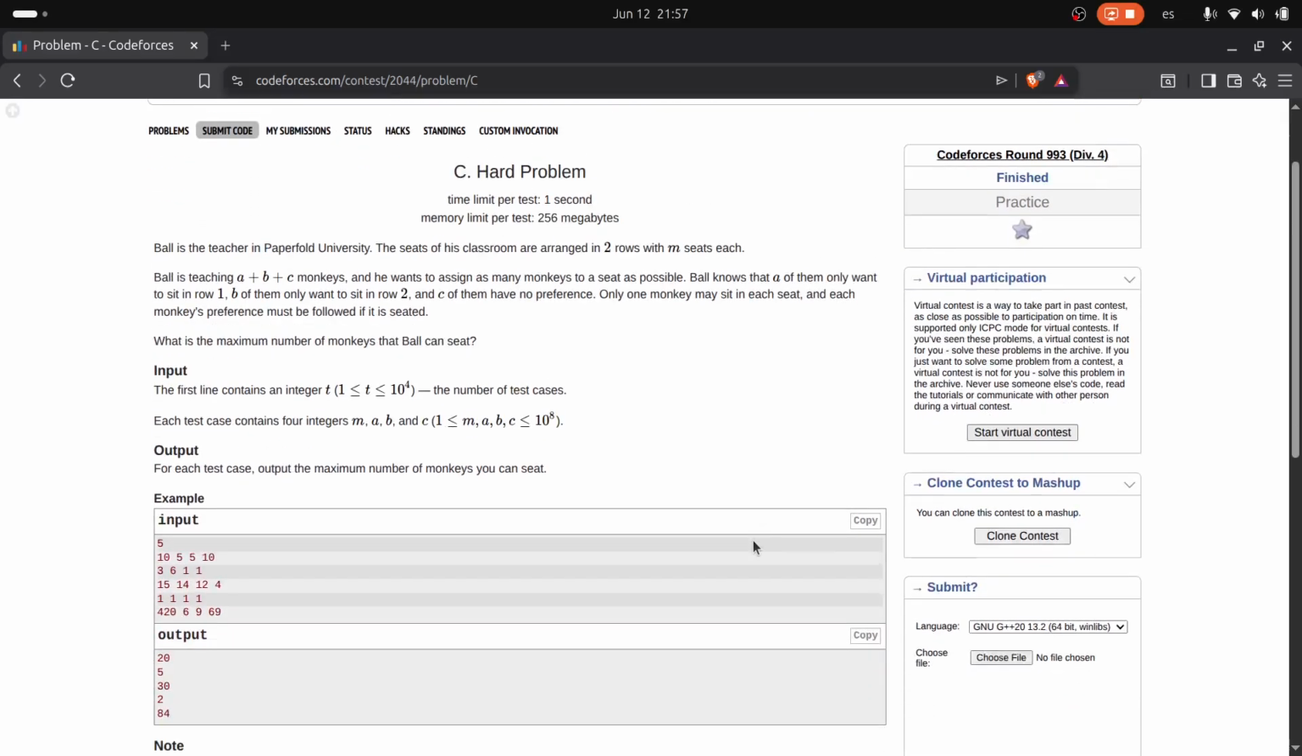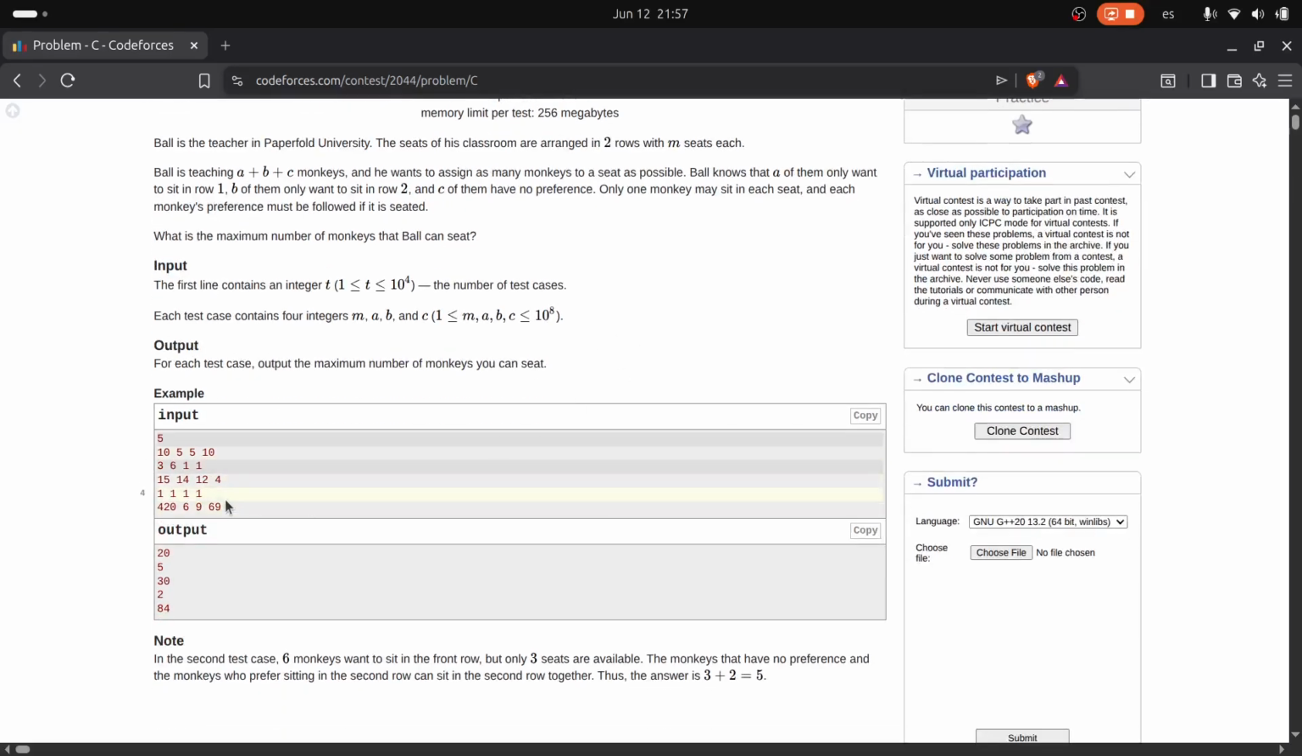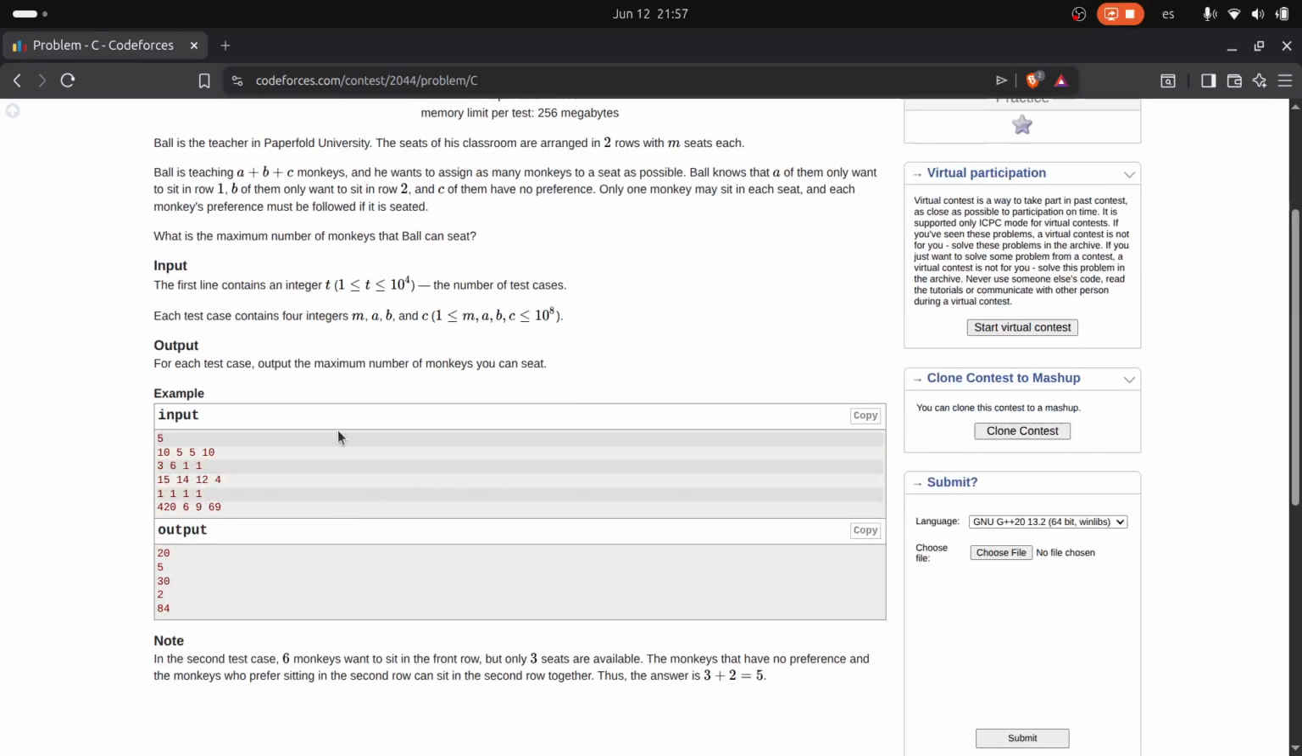Right. I think it's a good problem. It's very clear what they're asking. However, let's look at a few examples.